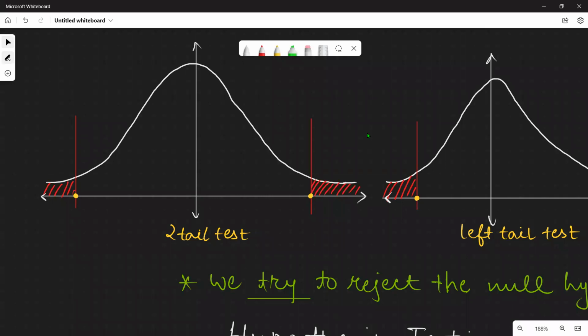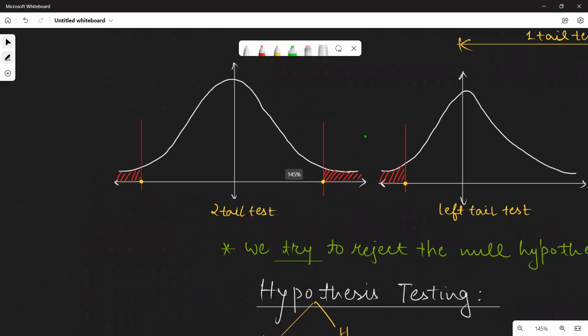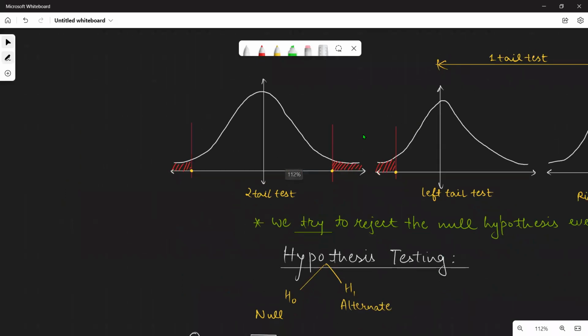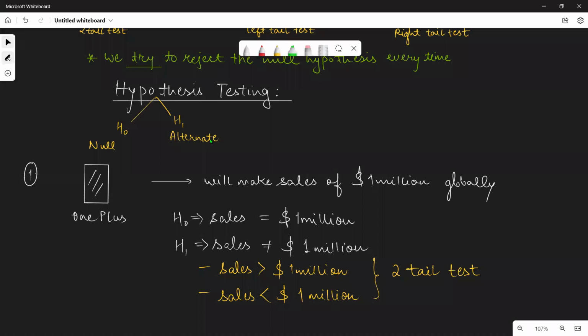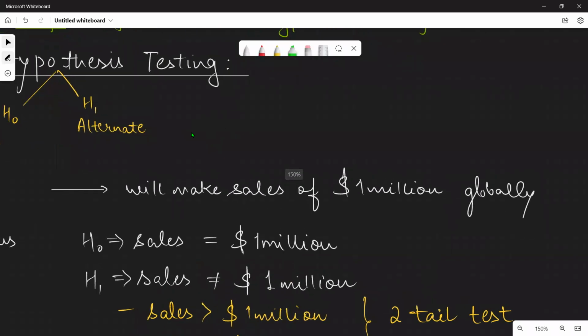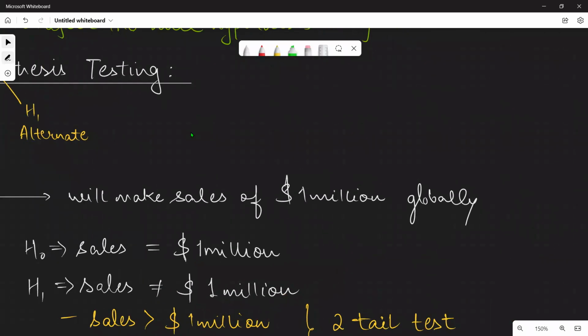Apart from that, there is something very, very important that we have to understand with respect to the entire hypothesis, not just for this example. One very important concept that we need to understand is something called level of significance. Very important concept. I'll just mention it here.